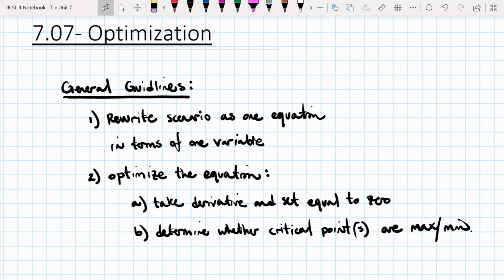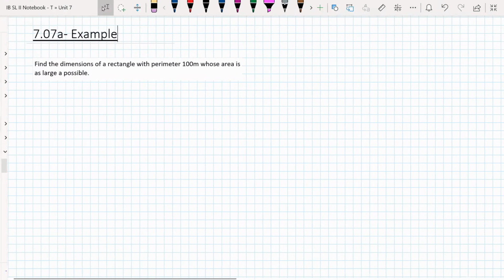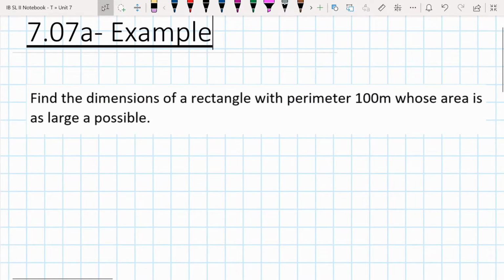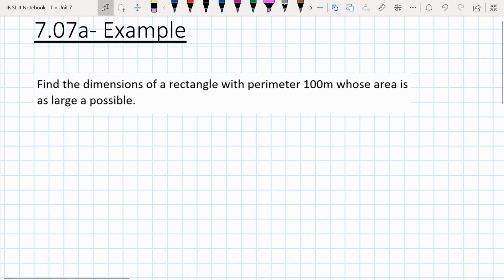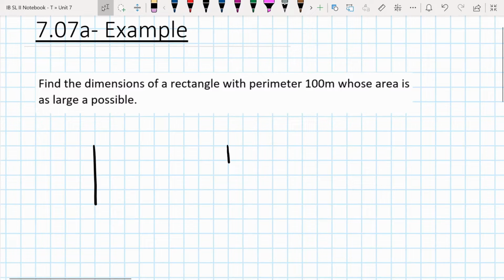Okay? So let's go through an example. But the key here is we want to relate this scenario to one equation and set the derivative of that equation equal to 0. So for example, let's find the dimensions of a rectangle whose perimeter is 100 meters and whose area is as large as possible. So we want to start by setting up an equation where we have a rectangle and we know the perimeter of this rectangle is going to be 100.